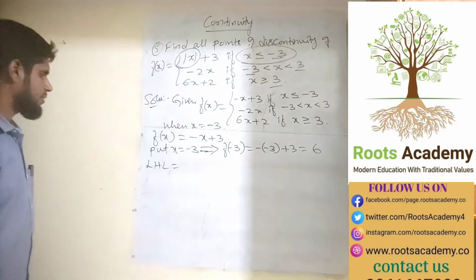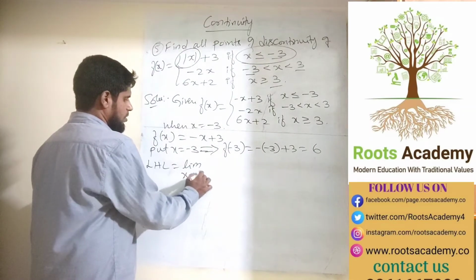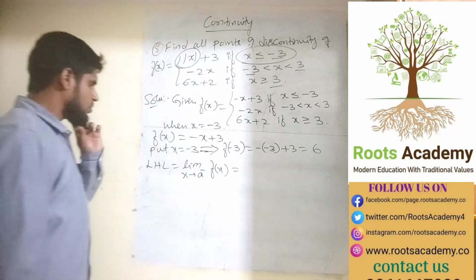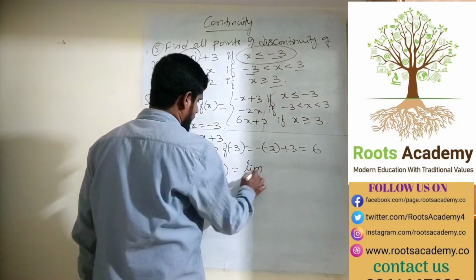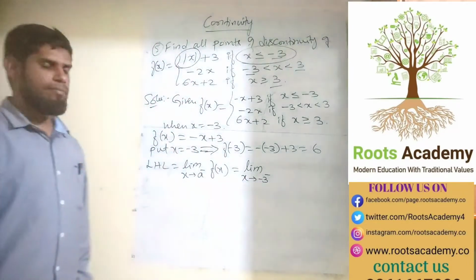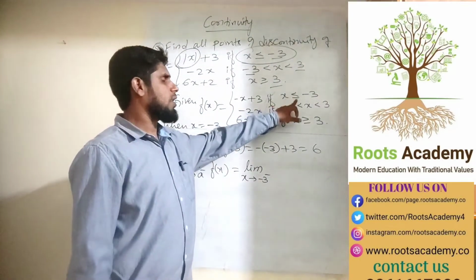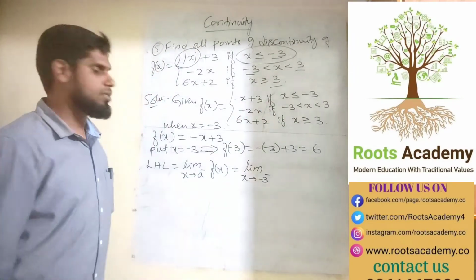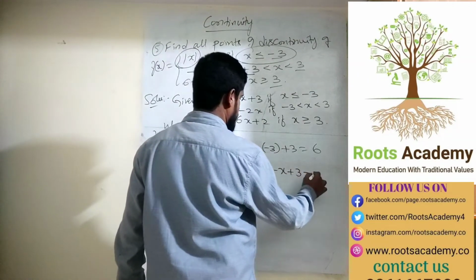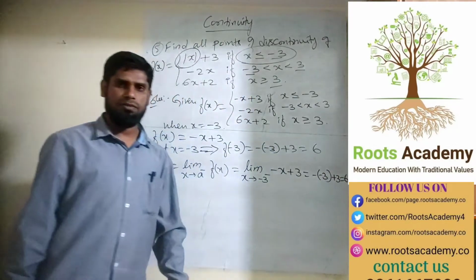Left hand limit. Limit x tends to a minus f of x is equals to limit x tends to -3 minus. Left hand limit function, student: the value of x is lesser here. So this itself is the function -x plus 3, that is equals to minus of -3 plus 3. It is 6.